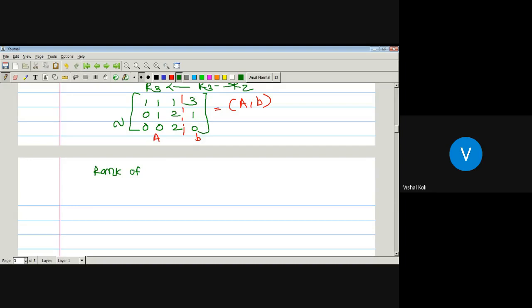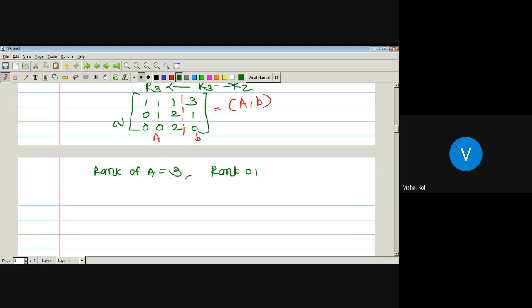Rank of matrix A is equal to, as all the diagonal entries of this matrix A are non-zero, that is 1, 1, 2, then its determinant will be 2 into 1 into 1, which is equal to 2. As the determinant is not equal to 0, this is the largest minor of the given matrix having a non-zero determinant value, so it is non-singular, and its rank will be 3. Now, what is the rank of the augmented matrix then?